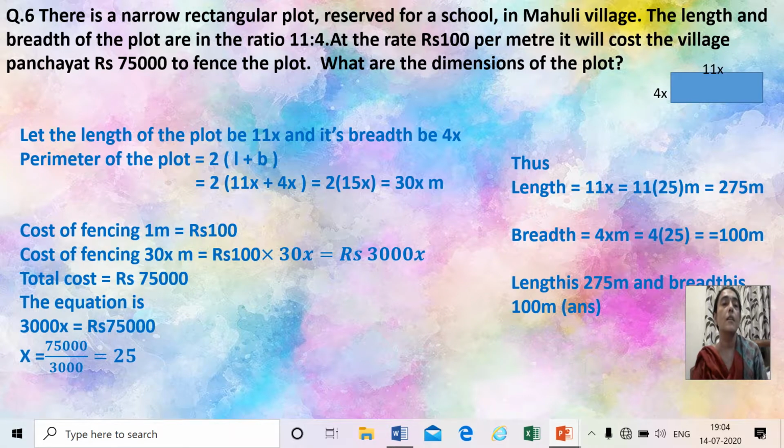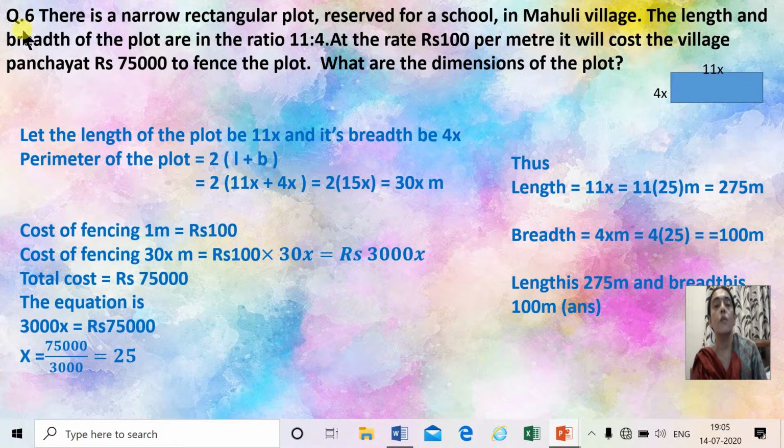There's a narrow rectangular plot reserved for a school in Mahuli village. The length and breadth of the plot are in the ratio 11:4. At the rate of rupees 100 per meter, it will cost the village panchayat rupees 75,000 to fence the plot. What are the dimensions of the plot? Dimensions means the length and the breadth.